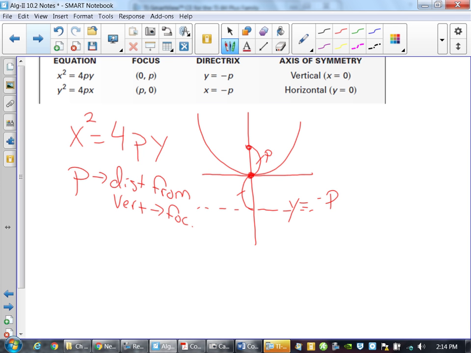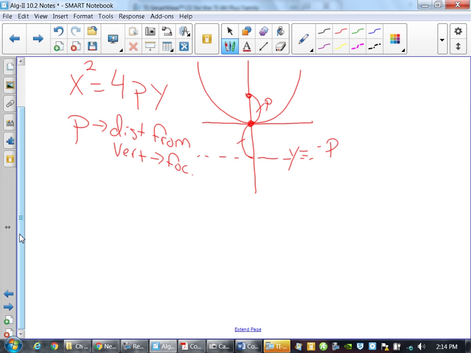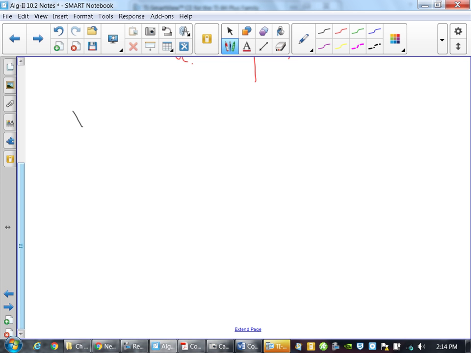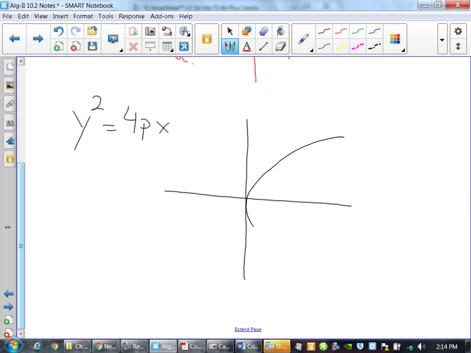Now, if it was a y squared, move this up a little bit here. If it's a y squared parabola, well, I'll do a positive one to start with. What changes with the directrix? What's the equation of the directrix for a y squared? It's going to be x equals something because it's a vertical line.